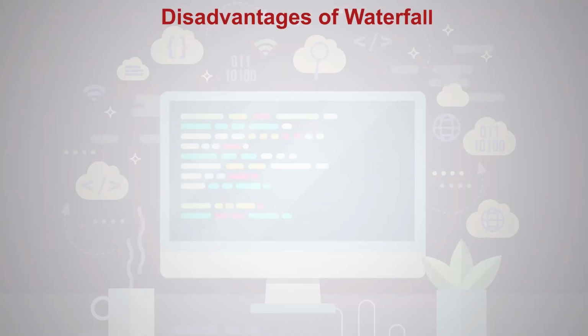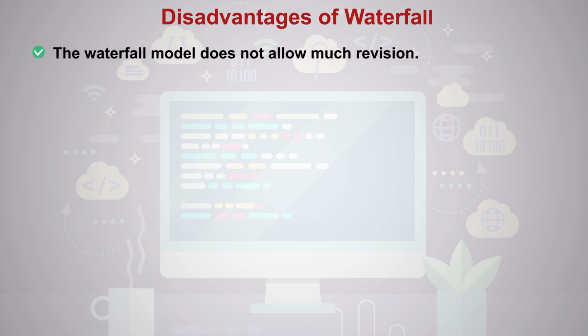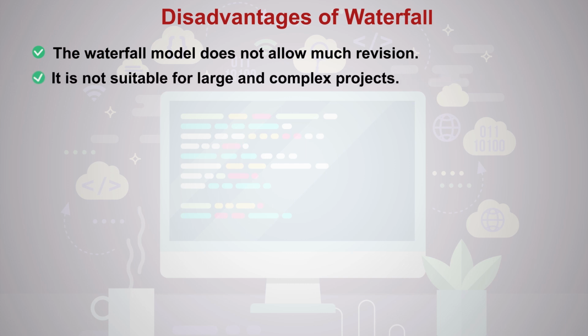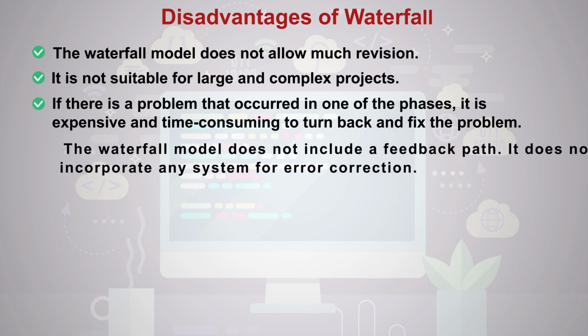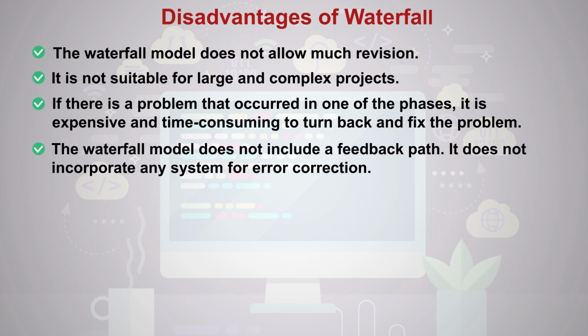Disadvantages of Waterfall model. The Waterfall model does not allow much revision. It is not suitable for large and complex projects. If there is a problem that occurred in one of the phases, it is expensive and time-consuming to turn back and fix the problem. The Waterfall model does not include a feedback path. It does not incorporate any system for error correction.